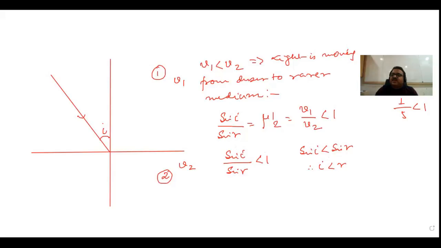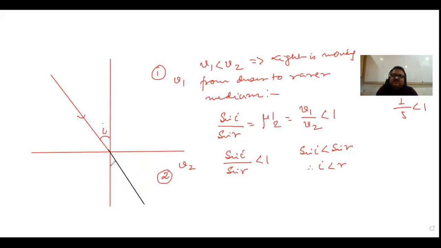Is it clear? I is less than R means what? Look at this very carefully. Now let me draw the diagram. Let's draw the original path by the black line. Now tell me, you have to tell me. If it is I, this is also I, but what it requires is R more than I.